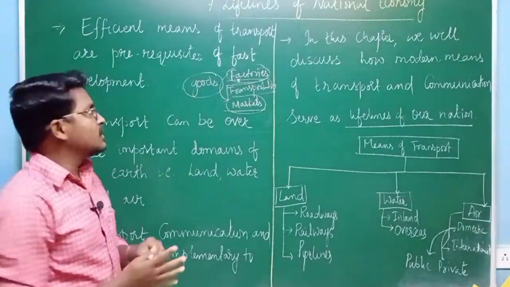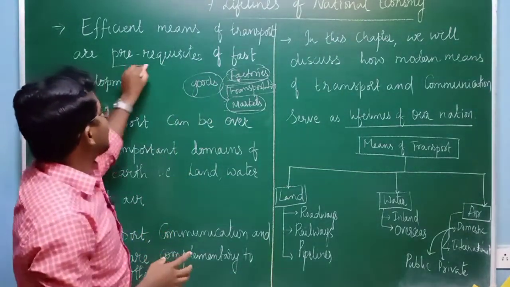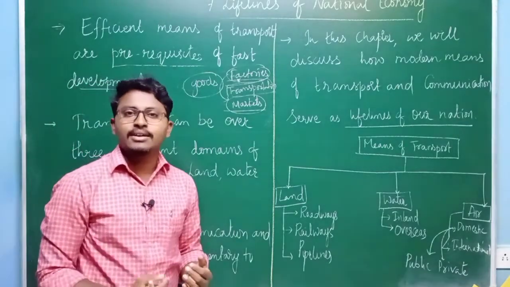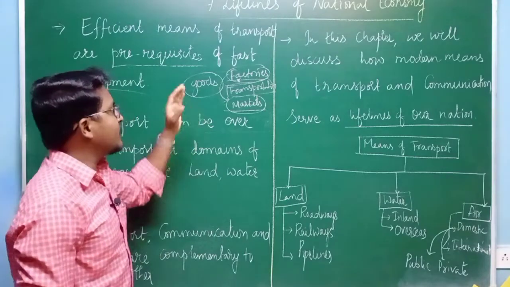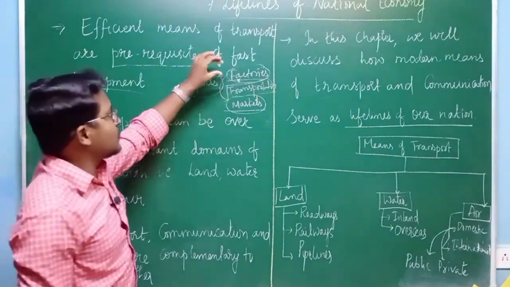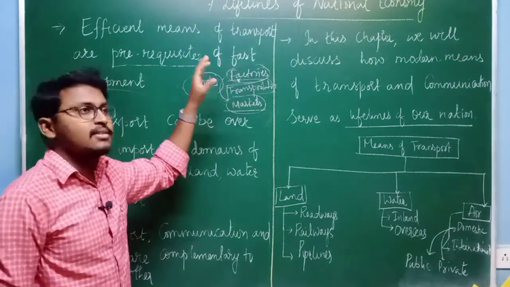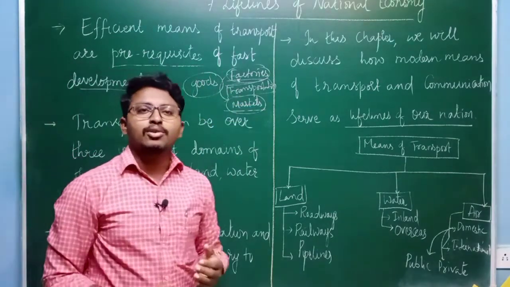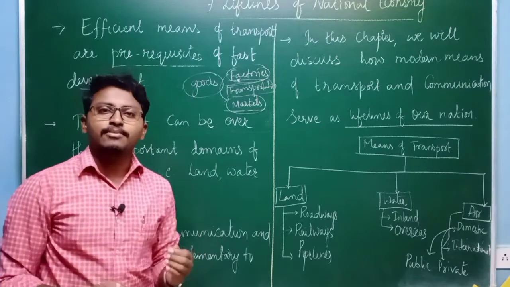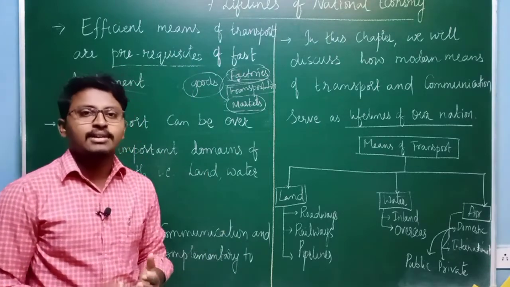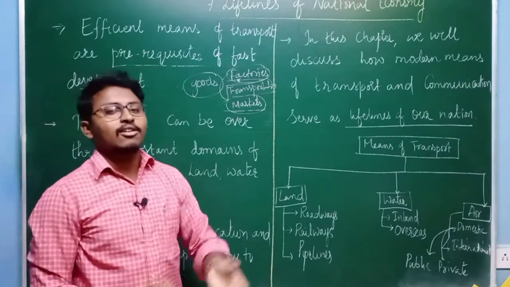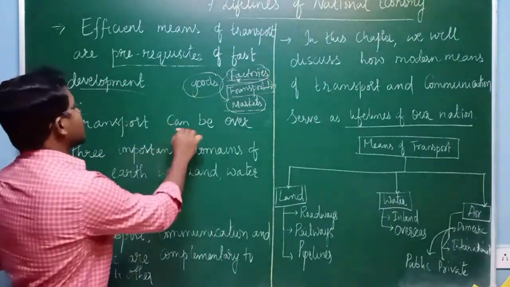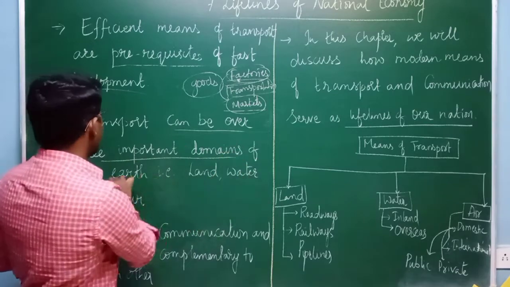Therefore this transportation is the prerequisite for fast development of any country, not only our country but any country. The goods which are produced in the factories need to be transported to the market, so that there is more and more movement of the goods. At the same time, circulation of money takes place, and the country will be on a development path. And this transportation can take place over three important domains of the earth.